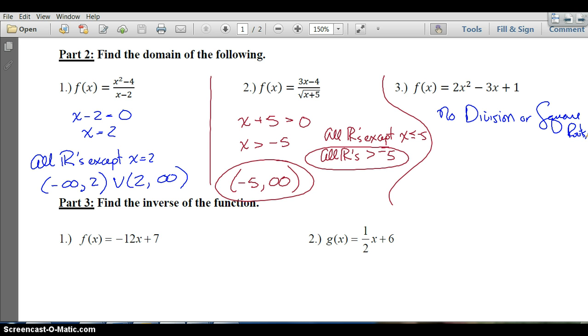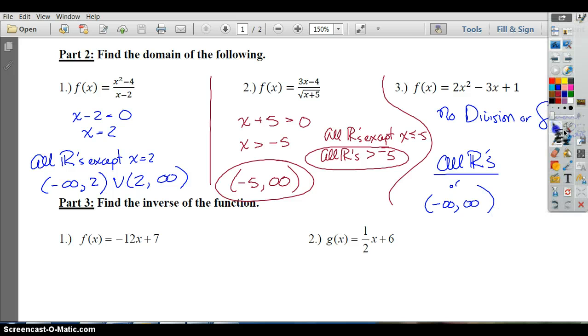So you really don't have to worry. There's no restrictions on your domain here. So this is literally all real numbers. All reals will work. Again, interval notation will be negative infinity to positive infinity. There we go.